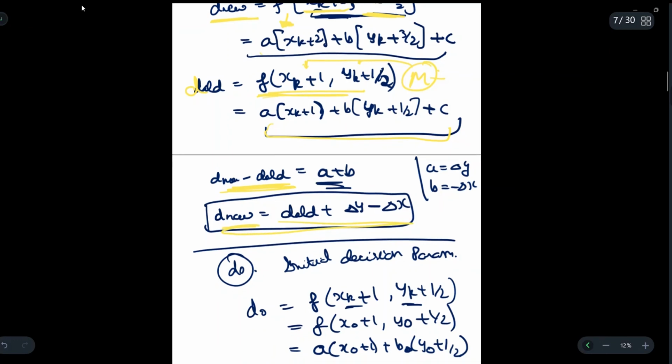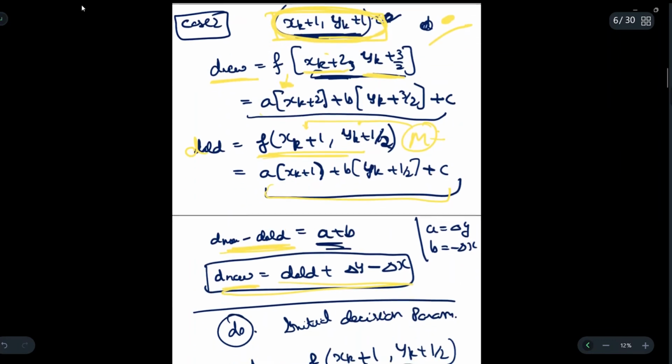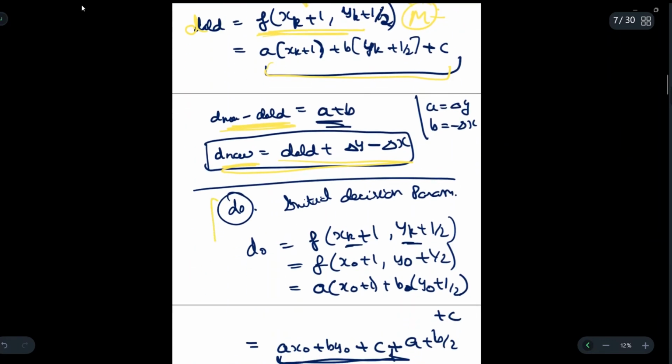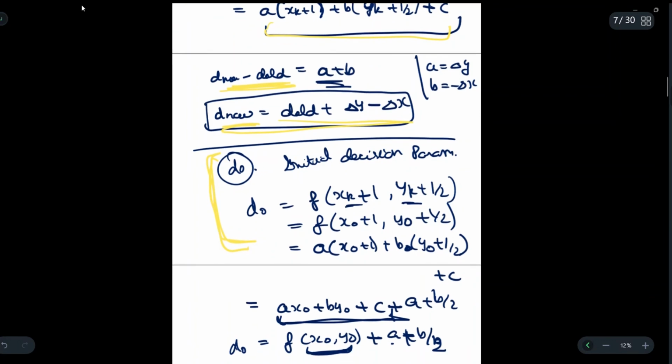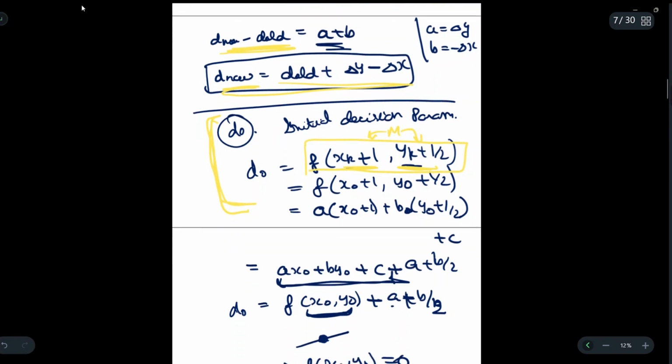Now we had found out both the cases. Now we came to the last part, in order to find the initial decision parameter. For this, we took the old value of f, that is f of xk plus 1 and yk plus half, where we had substituted the value of the midpoints, and we simply wrote xk and yk as the points x0 and y0, and we have considered that x naught and y naught lie on the line.